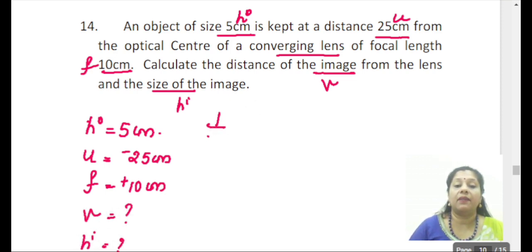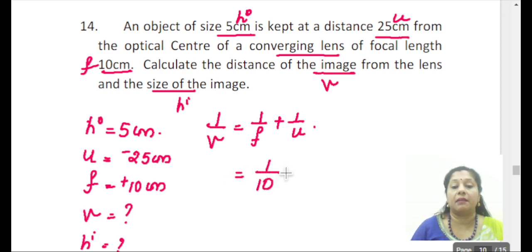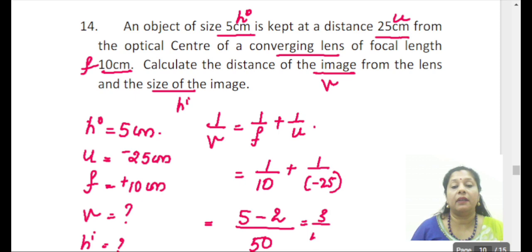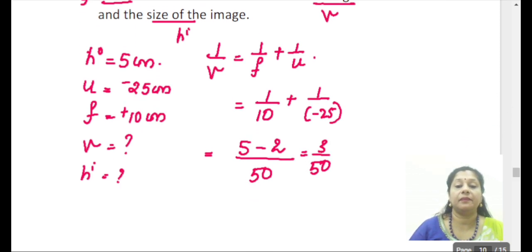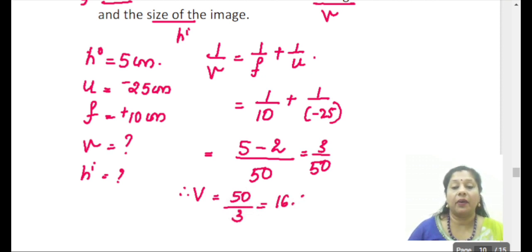So again 1 by v is equal to 1 by f plus 1 by u. So 1 by 10 plus 1 by minus 25. So if you take the LCM, it is 50, we will get 5 minus 2, 3 upon 50. Therefore v is equal to 50 by 3. So 16.66 centimeter you will get v.